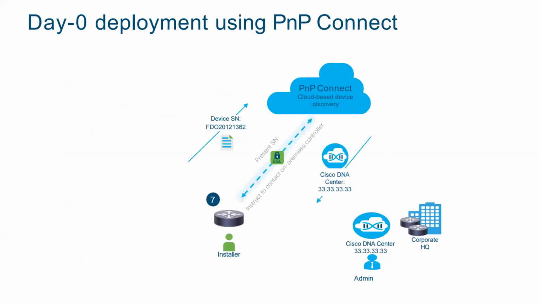So at this stage, the device reached PNP. It established SSL communication using a certificate, as we talked about before. It provides the serial number. Now PNP Connect allows that device to connect to the network. So it's going to give it the DNA center IP address. It could be a private IP address. It doesn't need to be a public IP address as long as the new device and the DNA center are on the same network.